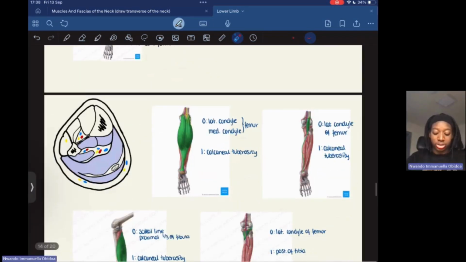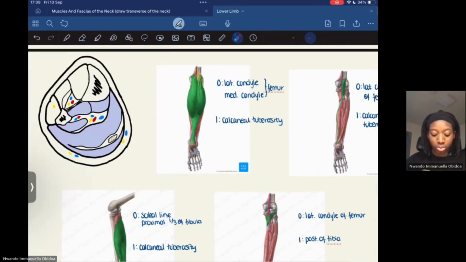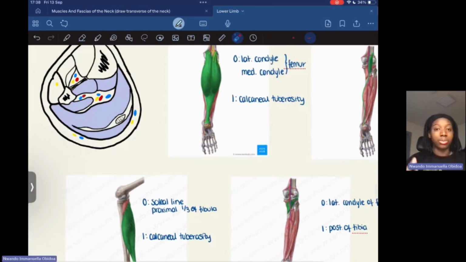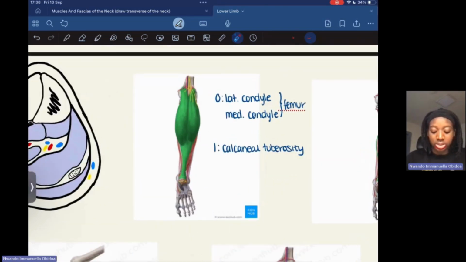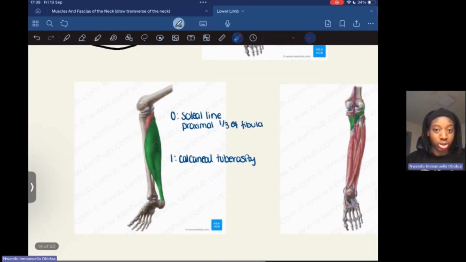And then you have your posterior group of muscles. You have the triceps surae, which is made up of two muscles, the gastrocnemius and the soleus. The gastrocnemius originates from the lateral condyle of the femur and the medial condyle of the femur and inserts on the calcaneal tuberosity. And then your soleus comes from the soleal line and the proximal 1/3 of the fibula to the calcaneal tuberosity.